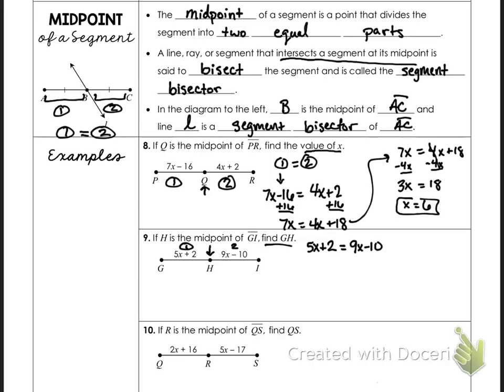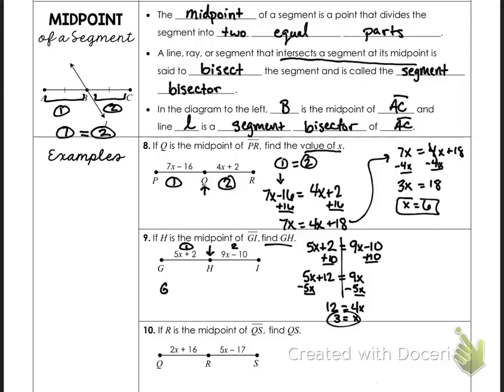Again, we can solve this problem a number of different ways, but I'm going to choose to add 10 to both sides. And I get 5x plus 12 is equal to 9x. Then I'm going to subtract 5x, and that's going to give me 12 is equal to 4x. And when I divide by 4, that gives me x equals 3. Which is useful, but I am not done.